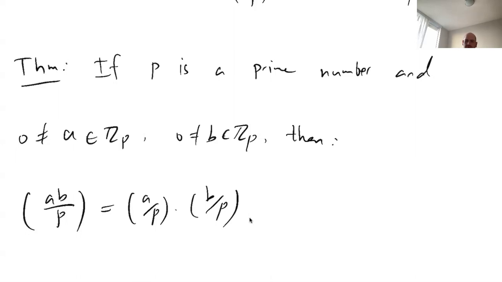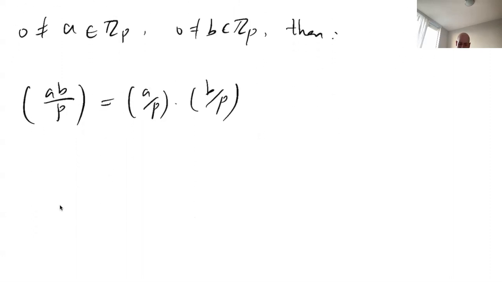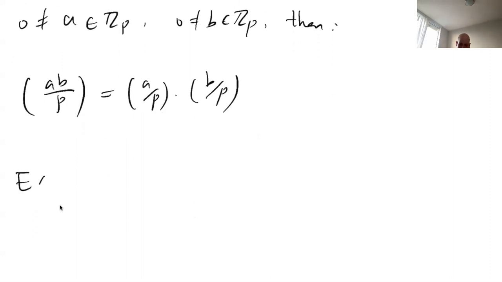So of course, you remember that this is just a notation and it's not an actual fraction. If it was an actual fraction, A over P times B over P would be AB over P squared, but this has nothing to do with the fraction. It's just a notation, which is equal to 1 if this number here is a quadratic residue, and it's minus 1 if this number here is a quadratic non-residue. So let's first make an example of this and then we can prove it.